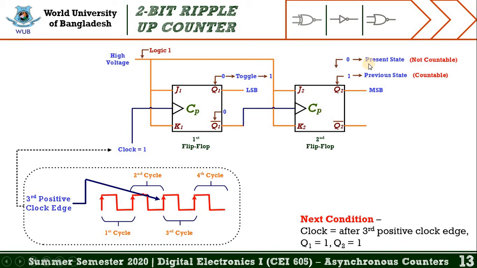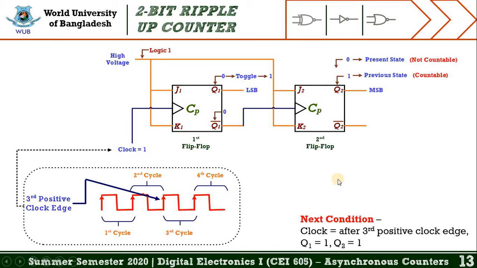But the value of the first output of the second flip-flop is 0 in the present state. But we do not count 0, because the previous state value remains the same from previous to present. That's why we only count 1 here. If you look at the condition, you may find the value of clock is 1, the value of q1 is also 1, and the value of q2 is also 1.